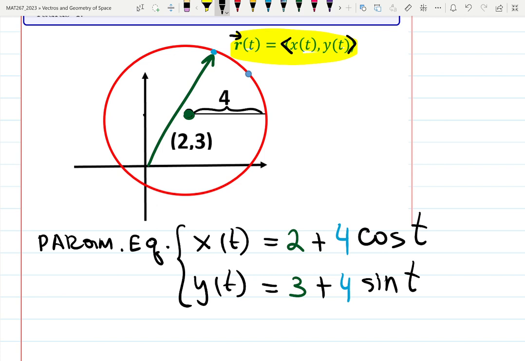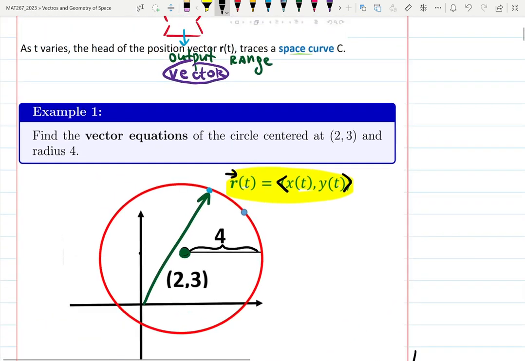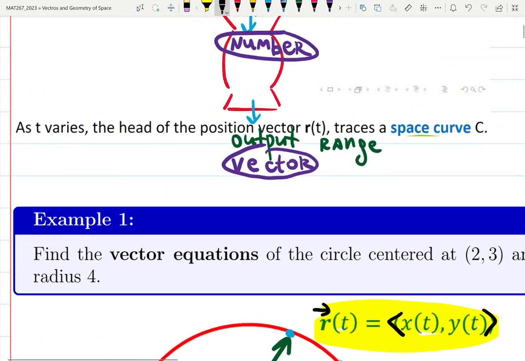Can you just briefly go back to the thing where you said, as t varies, the head of the position vector? Yes. When t is changing, the head of the position vector r traces the space curve. Space curve is the curve we want to describe. In this case, it's a circle.